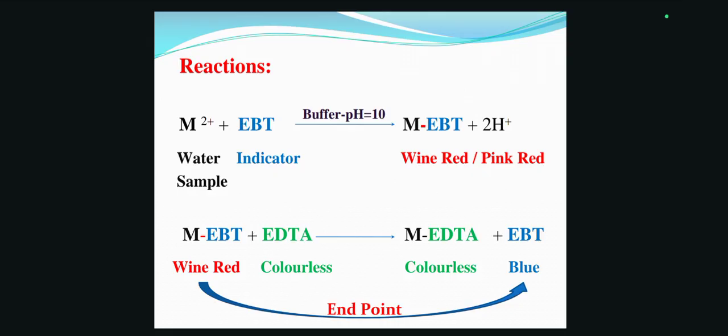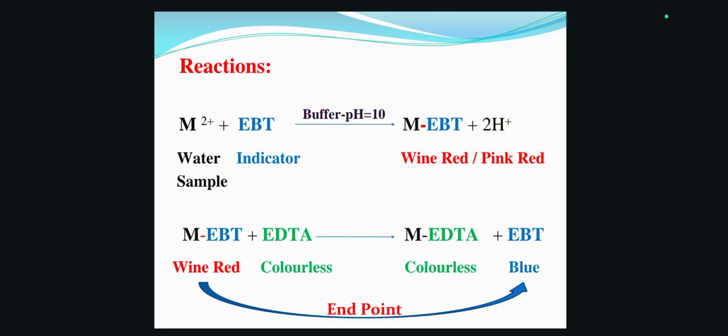That pink red or wine red solution you have to titrate with EDTA. So how to titrate? In the conical you have the wine red solution, and in the burette you fill EDTA solution, and drop by drop you add EDTA solution to the wine red conical solution. So what will happen? This is the replacement of complex. Metal EBT, wine red, changes to metal EDTA, which is colorless. And what is released after the reaction? EBT is released, and the color of EBT indicator is blue.